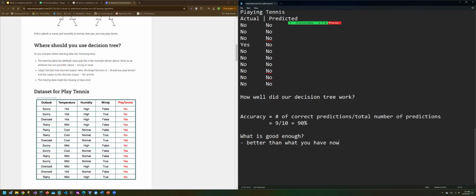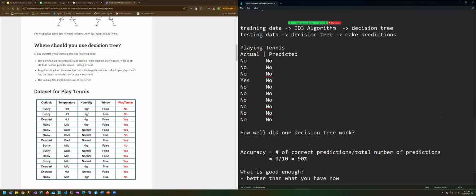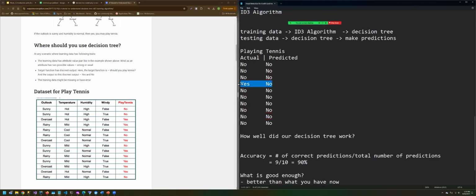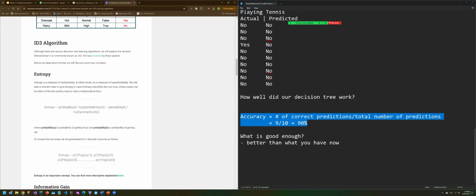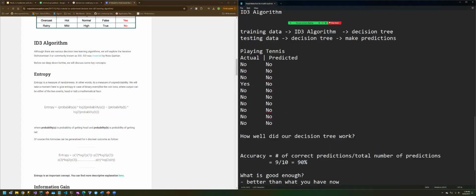But in terms of here, it looks like 90% is great. There's only one problem. And I don't know if you noticed it or not, but we actually always predicted no. We predicted no, and we never predicted when they actually should go outside and play tennis. We never predicted yes, but our accuracy was still 90%, right? And the reason is there's significantly more no's in our actual data set than there are yeses, right? 90% more to be exact.